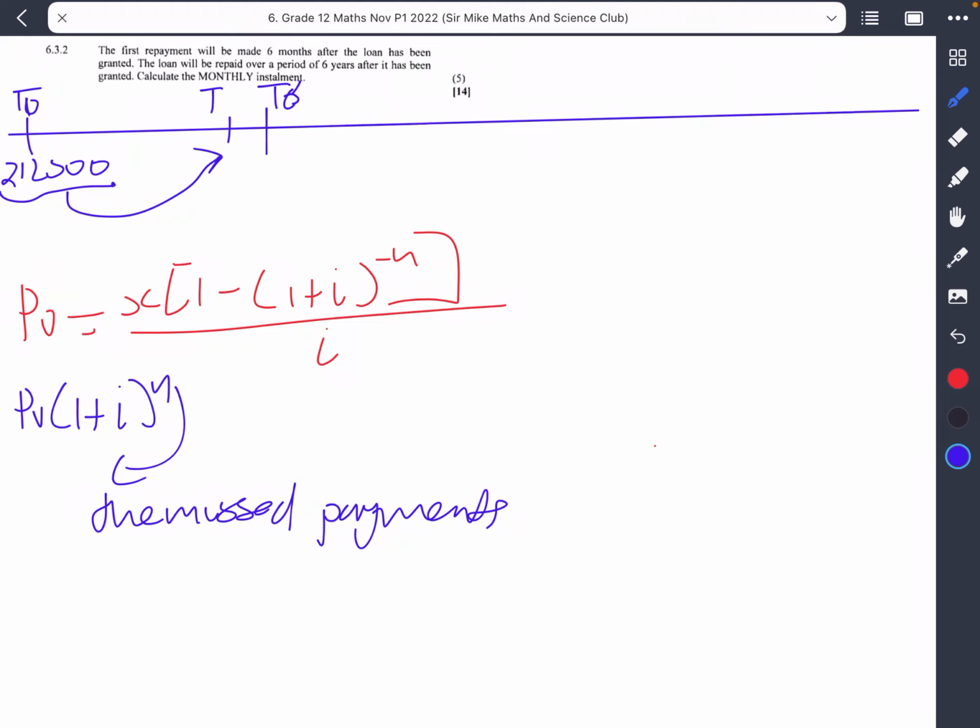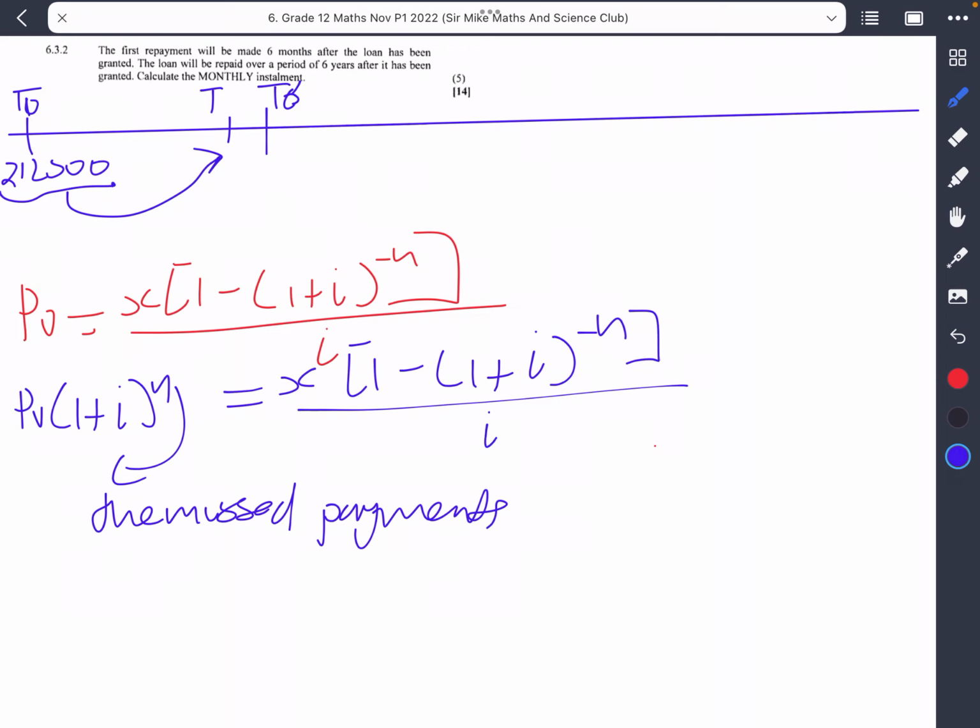So what we're going to do to that PV is grow it for 5 months. If I modify that formula, I would have PV multiplied by (1 plus i) to the power n. Now remember that this n would be the missed payments. That's one thing that you must remember. That n on that part would be the missed payments.